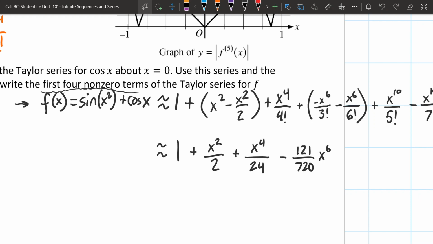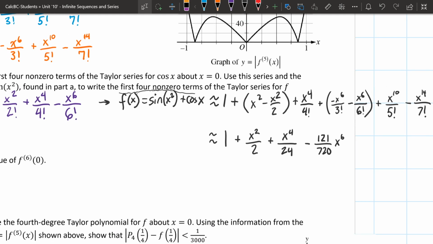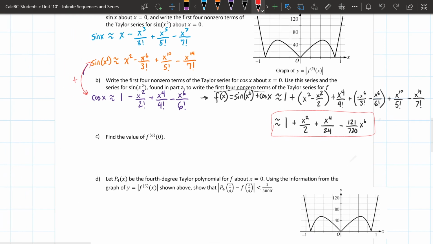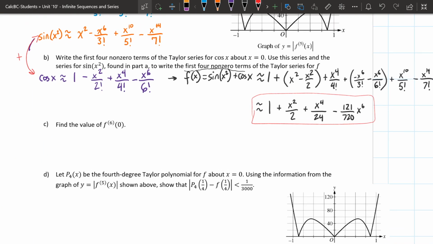All right, so what are they going to ask us to do with this? Let me highlight that for a moment. We're going to come back to that. Part C says find the value of the 6th derivative of f at 0.